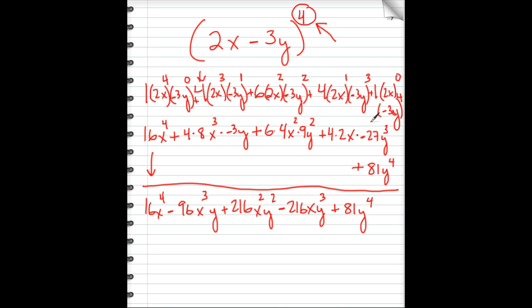That's the expansion here of 2x minus 3y all raised to the power of 4. And notice that the signs alternate. We have a positive, negative, positive, negative, positive. And we also have some things going on here where, again, each term has the degree of 4. We have 3 and 1 here, which is 4. 2 and 2 is 4. 1 and 3 is 4. And 4. Okay? So there's your binomial expansion.